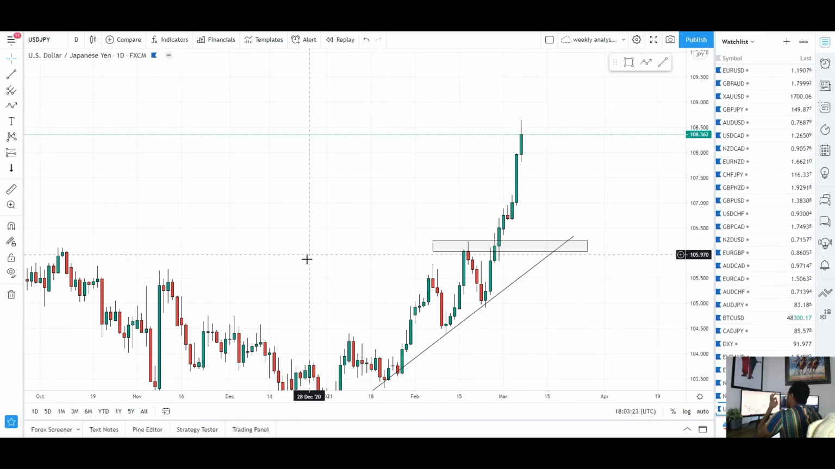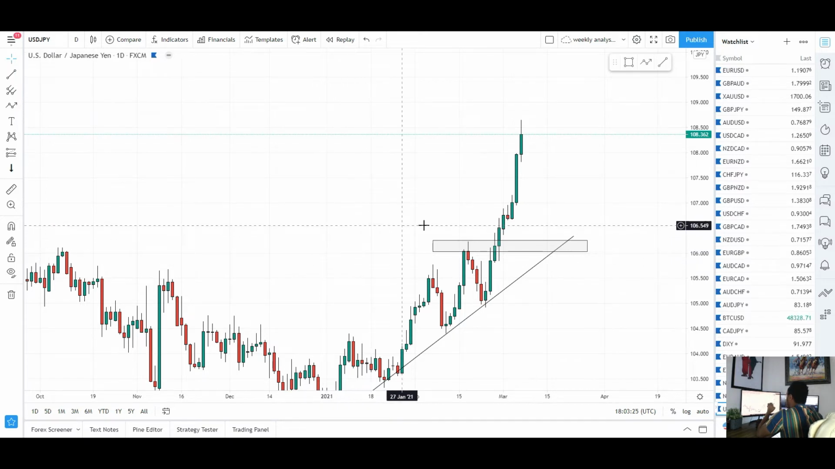So we're very overextended now here on the daily chart. We had a little bit of a mini retrace there of that bearish candle, push to the downside, giving us that wick there, closed bearish. But from then, very big push to the upside.